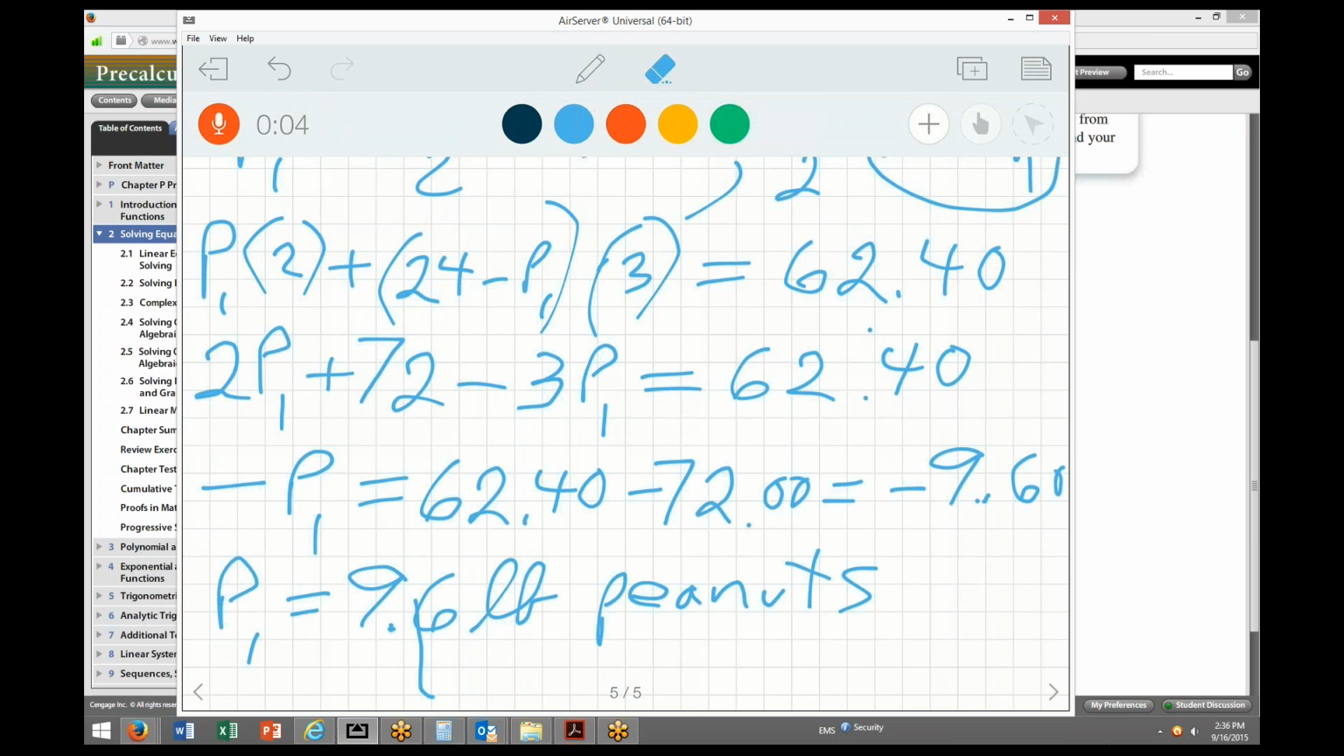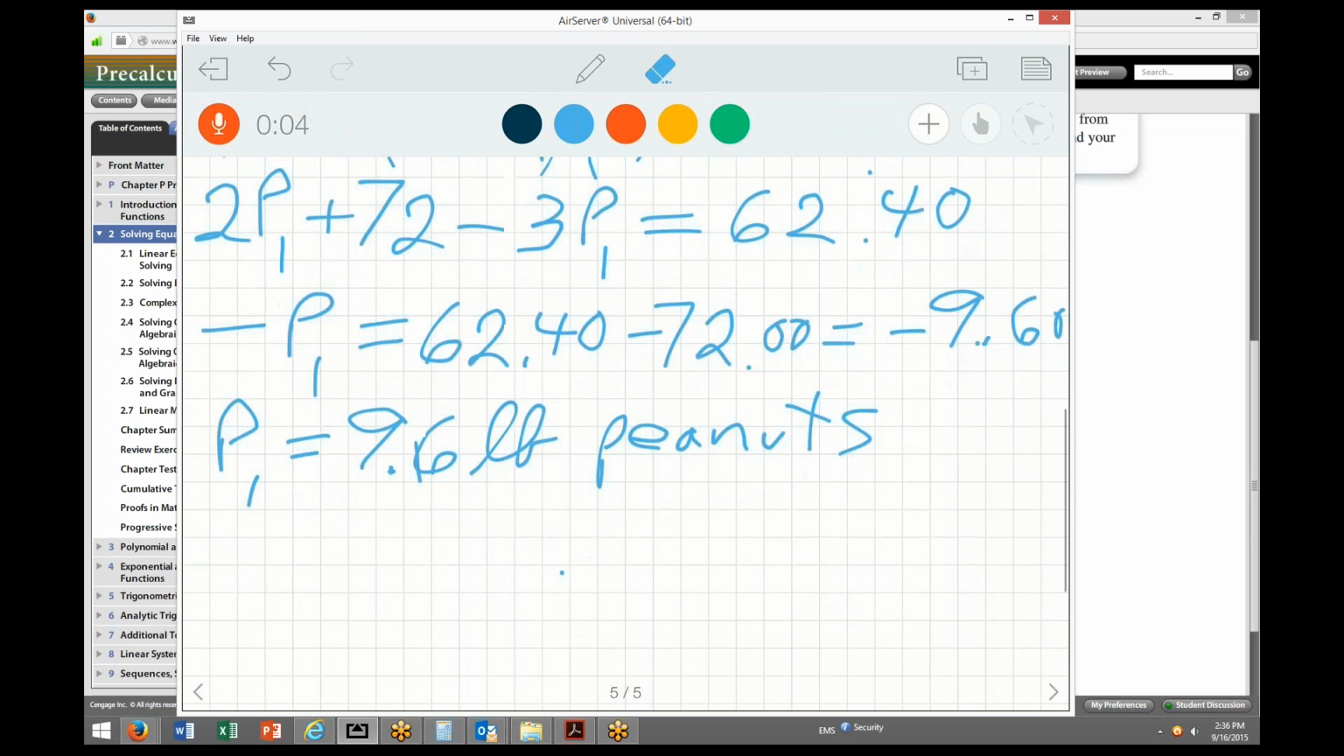It's not letting me do that. Maybe I've run out of room here. Oh no, still a little bit of room, good.